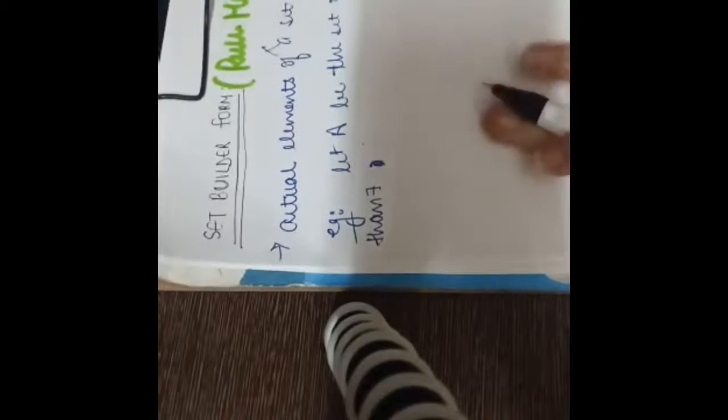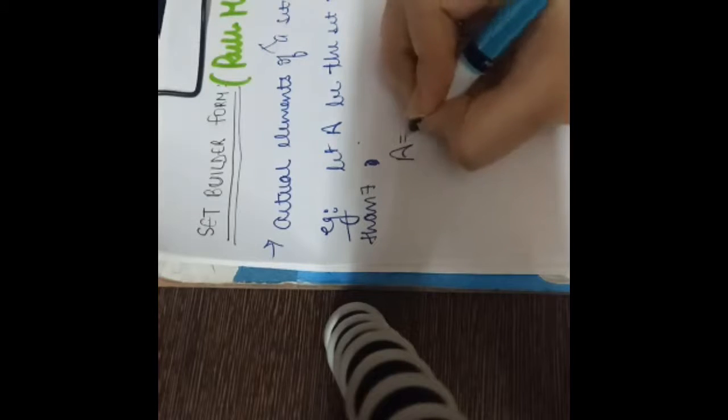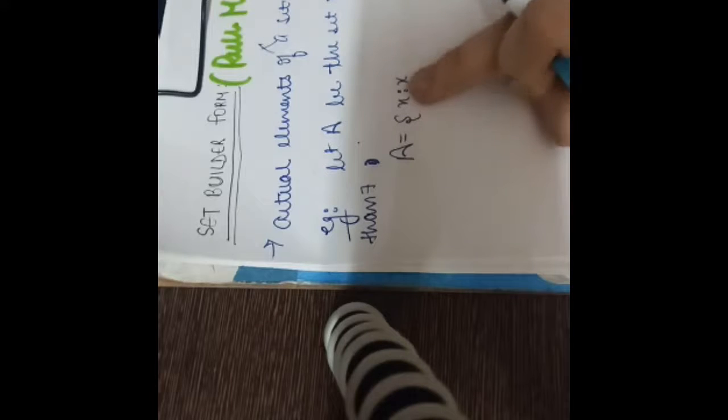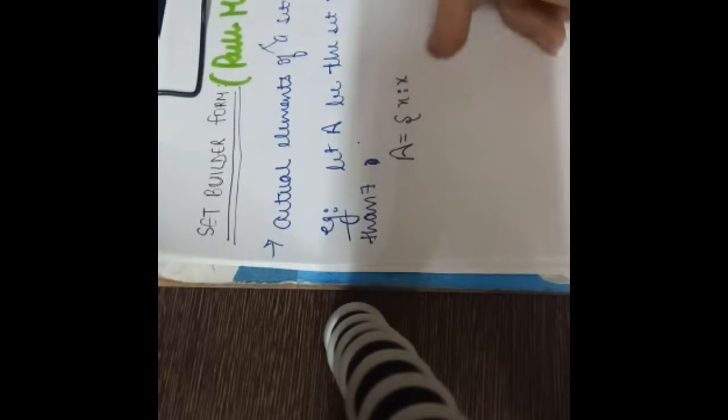Now how are you going to write them in the set builder form? As I told you earlier, you are not going to write the actual elements of a set. You are only going to write out the formula, the rule or something that can describe it in the briefest possible way. Now A is equal to {x : ...}, these two dots stand for such that. Now what is x in it? x could be any element.